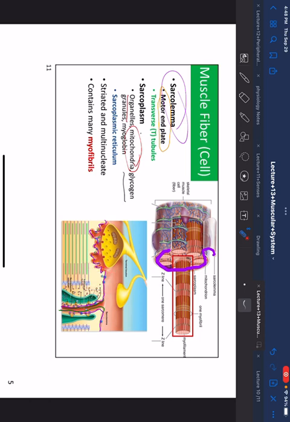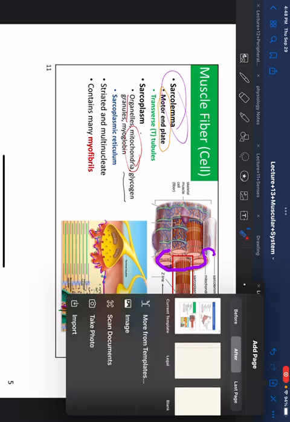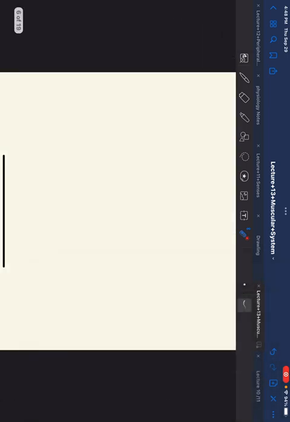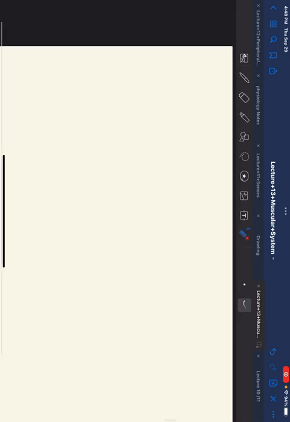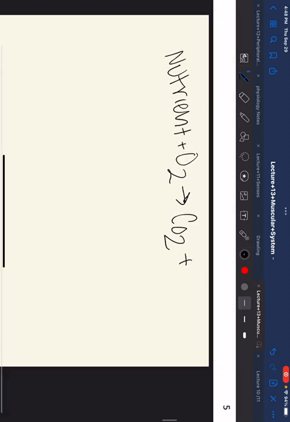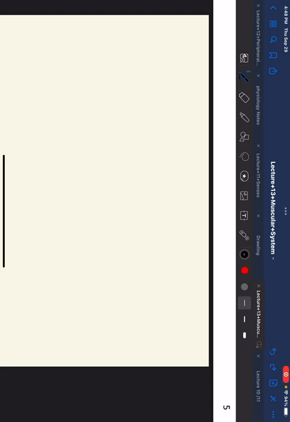And you'll also find myoglobin, which stores oxygen. So if you remember, in aerobic cellular respiration, to make ATP, we take some type of nutrient, we use oxygen to make carbon dioxide, water, and most importantly, ATP. So this ATP, when we talk about the muscular system, will power muscle contraction and relaxation.